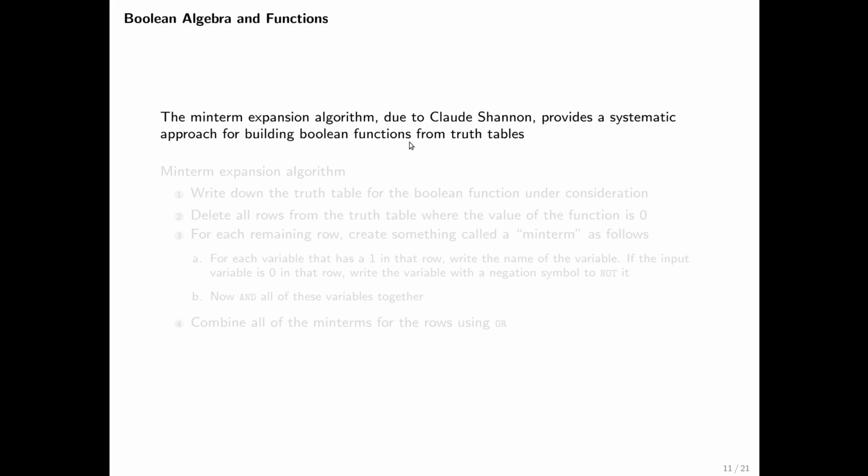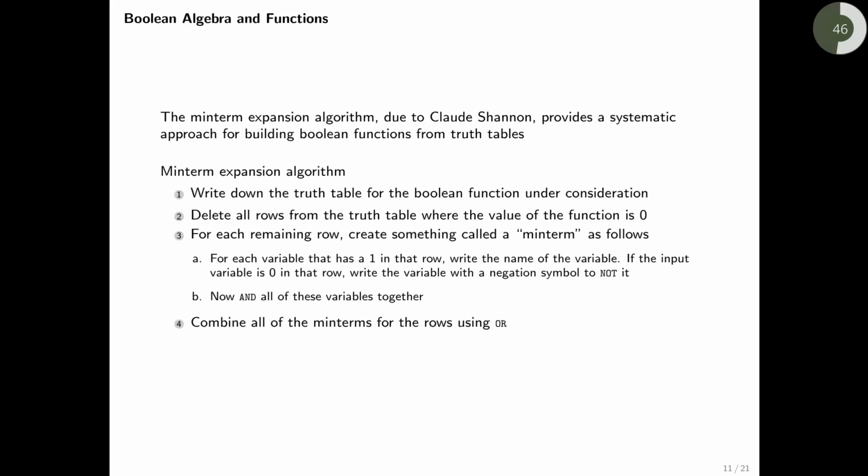It's called the min-term expansion algorithm, and it's due to a very famous person by the name Claude Shannon, who did some amazing work in the field of information theory. Right? So this algorithm provides a systematic approach for building Boolean functions from truth tables. So let's see how that works.